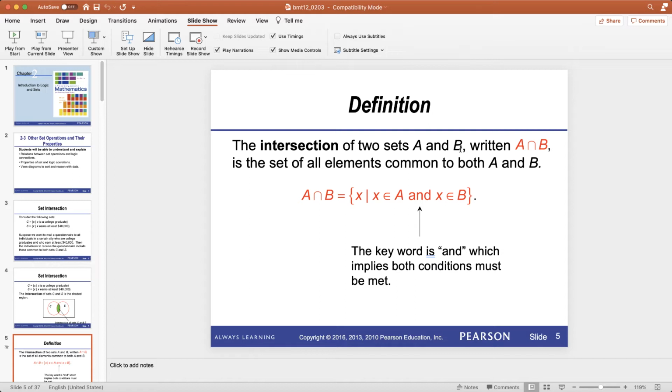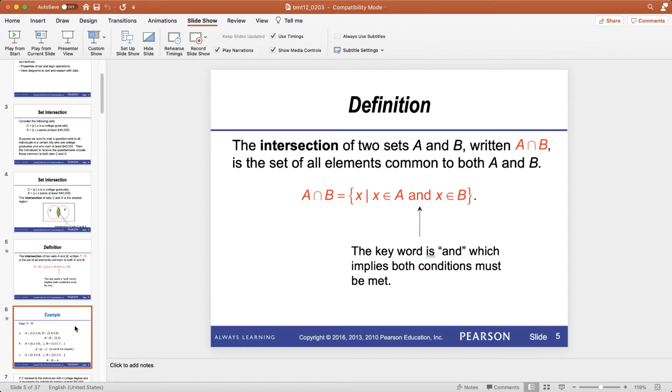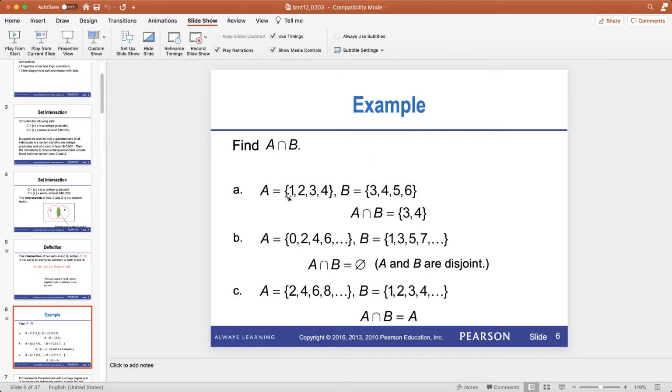So the intersection of the two sets A and B is written like this: A, then a horseshoe, and then B. It is the set of all elements common to both A and B. So it's all elements that are in both sets. Okay, so here are some examples. Here's A: 1, 2, 3, 4. B is 3, 4, 5, 6. So A intersection B is 3 and 4.